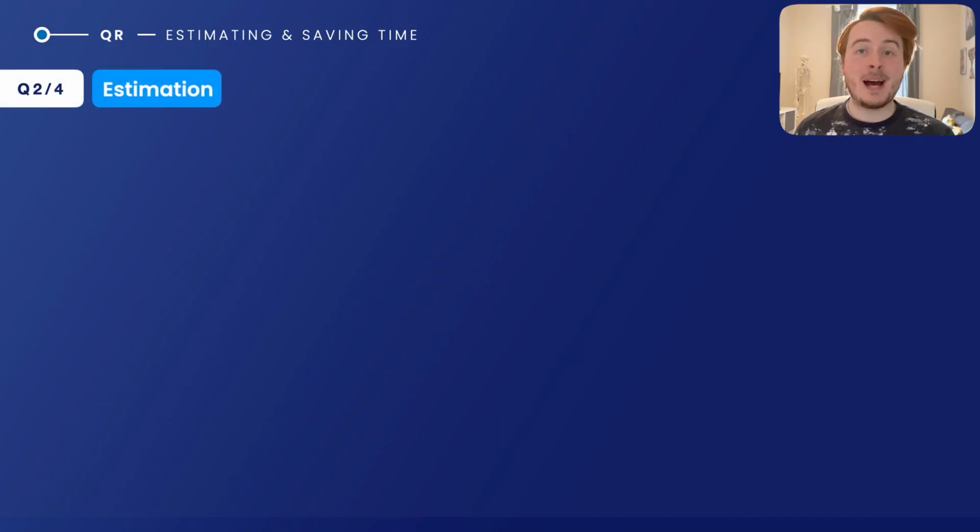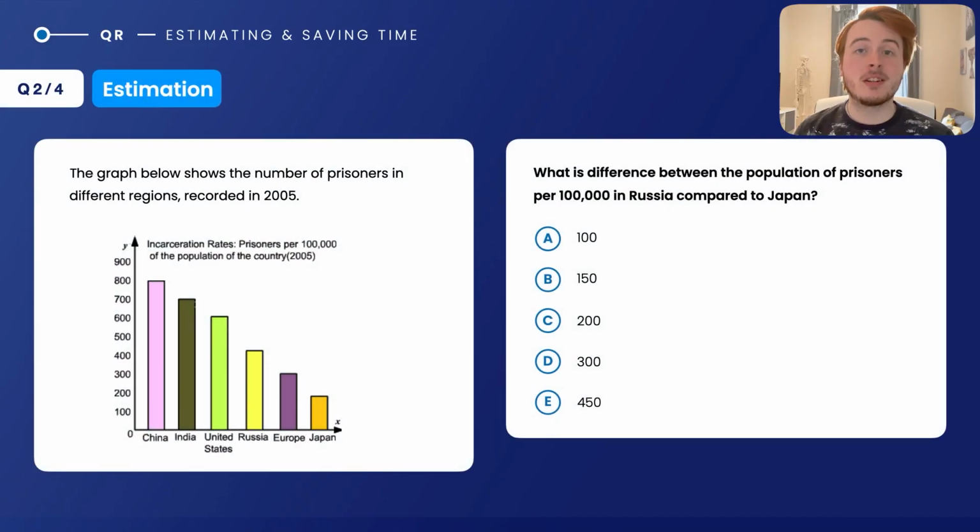So one of the ways that I absolutely love to use estimation is with graphs, and we call that eyeballing graphs. So I want you to, without thinking about how you're going to do it, pause the video now, try it with what your instinct would be, and then come back and we'll talk through it together.